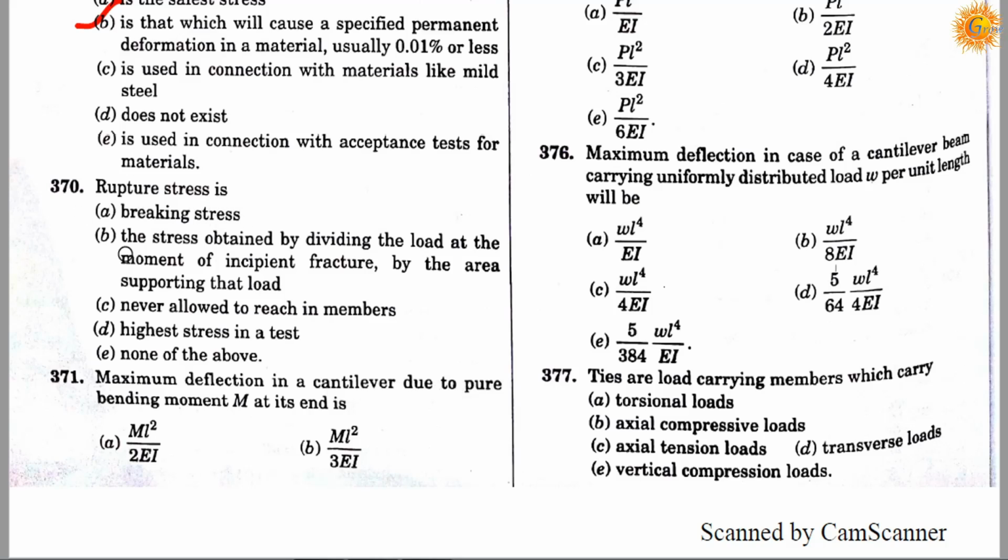Rupture stress is, option A, a breaking stress, option B, the stress obtained by dividing the load at the moment of incipient fracture by the area supporting that load, and option C, never allowed to reach in members, and option D, the highest stress in a test, and option E, none of the above. Correct answer is B.